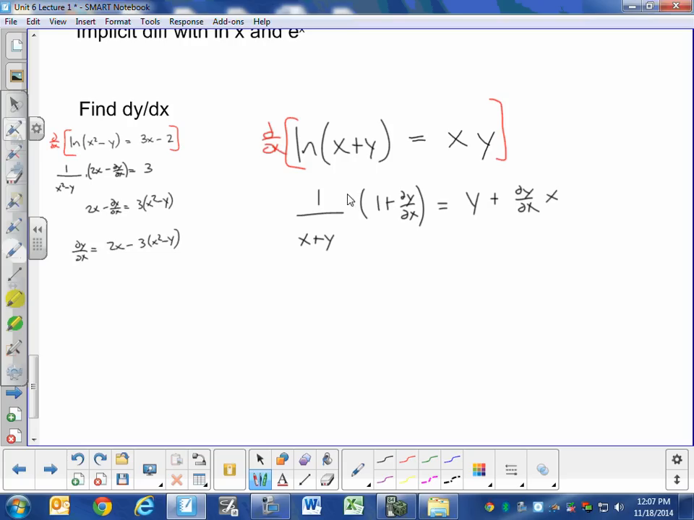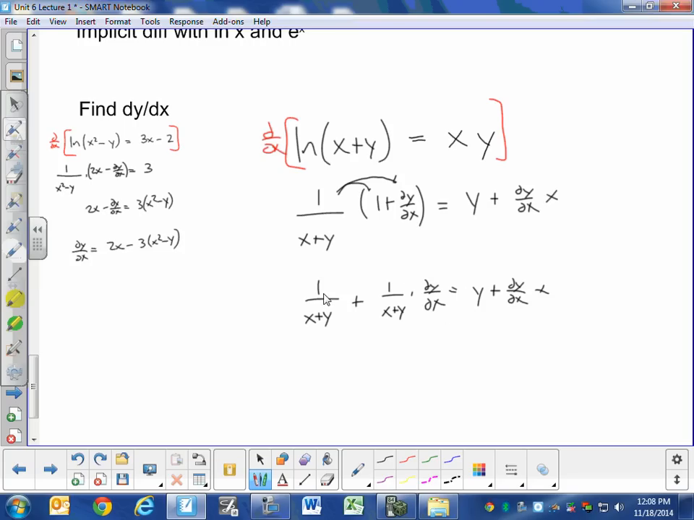Now, dy/dx is on both sides. If I tried to multiply by x plus y like I did in the last problem, that would create a problem because I'd have a dy/dx that was trapped. The only way I would do this is by distributing that 1 over x plus y. I get 1 over x plus y plus 1 over x plus y times dy/dx equals y plus dy/dx times x. Now we are ready to move stuff around.